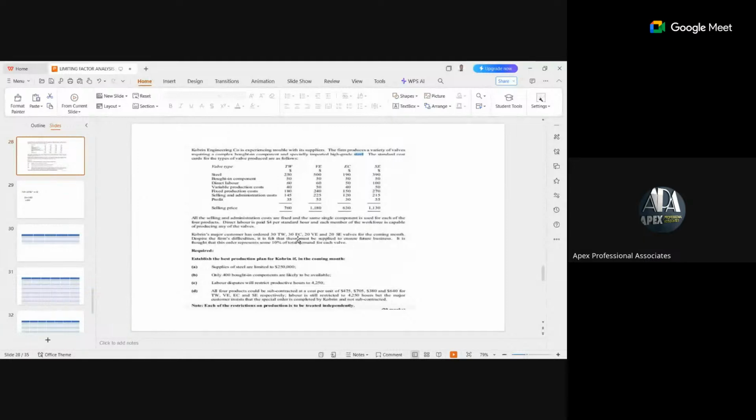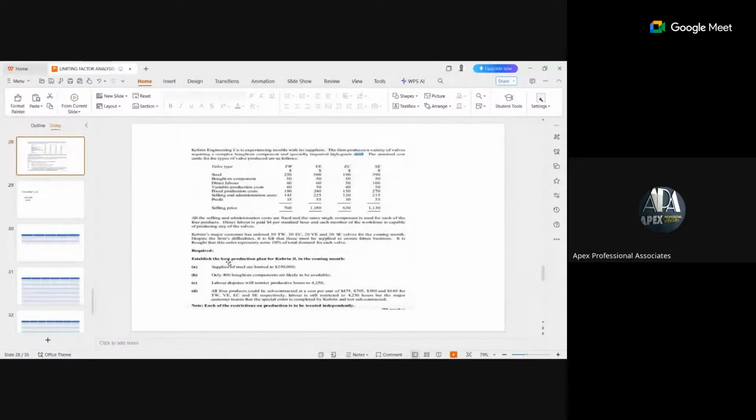For EC, the 100% of EC will be 300 likewise. So 10% of 300 will be 30. When you supply your special customer 30 units, you'll be left with 270. For VE, the 100% will be 200. When you supply your special customer with 20, you'll be left with 180. For SE, same, you'll be left with 180.